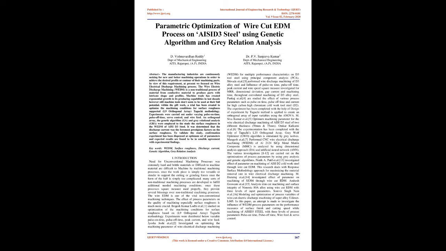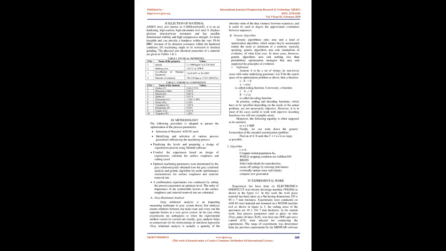Pankaj et al. [4] studied the effect of various process parameters such as pulse on time, pulse off time and current for high carbon high chromium cold work tool steel, D2. The experiment was completed with the help of design of experiments, where the Taguchi method is applied to create an orthogonal array of input variables using ANOVA. M. Shivakumar et al. [5] studied optimum machining parameters for the wire electrical discharge machining of AISI D3 steel of two different thicknesses, 50 mm and 75 mm. Omkar Kulkarni et al. [6] completed the experimentation with the help of Taguchi's L25 orthogonal array.